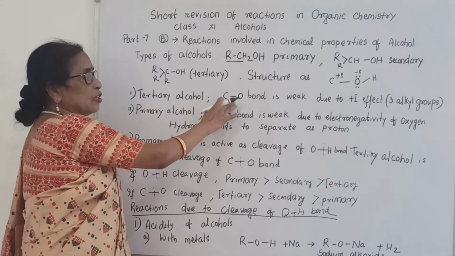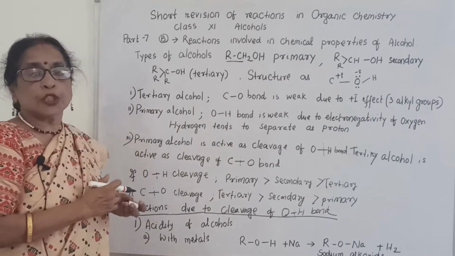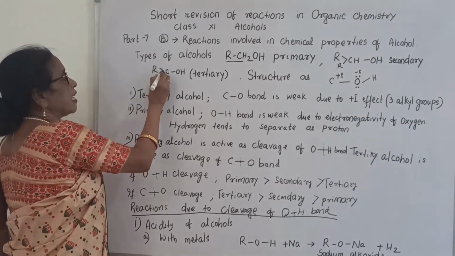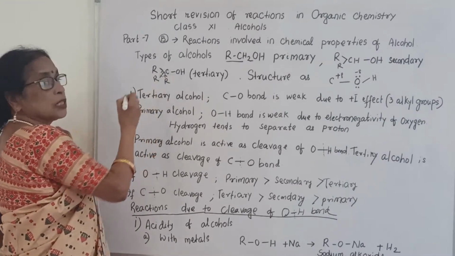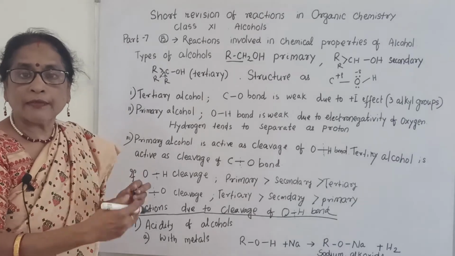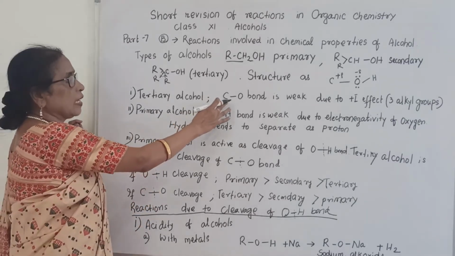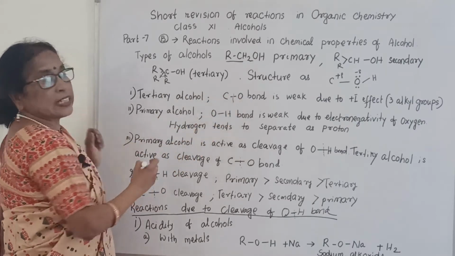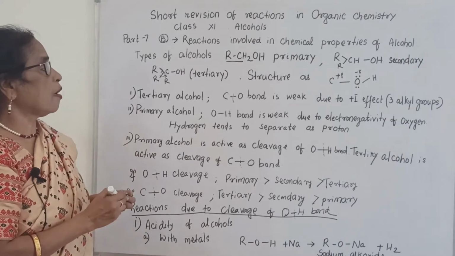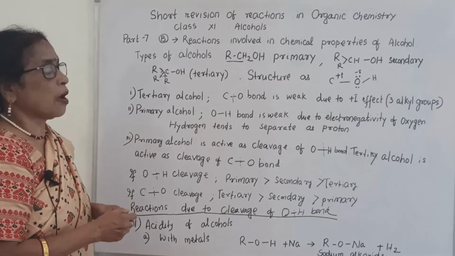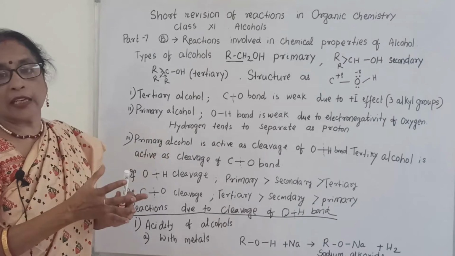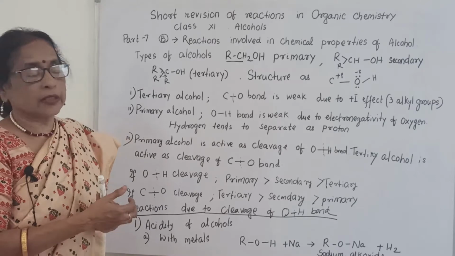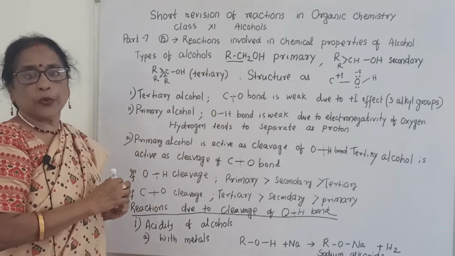In tertiary alcohol, the CO bond is very weak. How can you know the CO bond is very weak? Because here three alkyl groups are attached and they are releasing electrons towards this carbon. That means the plus I effect is more here. That is why the CO bond is very weak and it can easily break. So the CO bond is weak due to the plus I effect of the three alkyl groups, which release electrons towards the carbon.